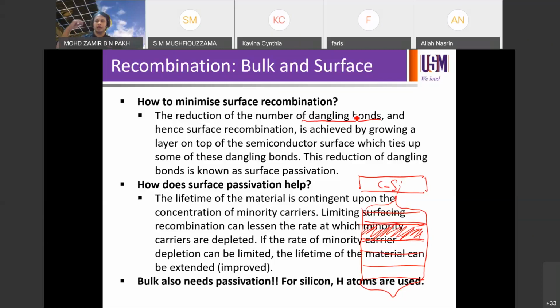You're going to have bonds that are not satisfied, bonds that are not fulfilled, on the surface of the front side and also on the rear side. And the moment you have these dangling bonds on the surface, they will induce surface recombination on the front side and also on the rear side. So to be able to fix the surface recombination, we need to do a process called surface passivation. I'm going to give you extra notes later on the passivation.